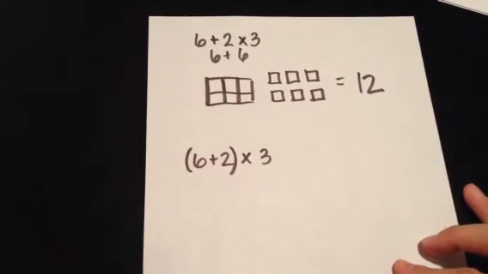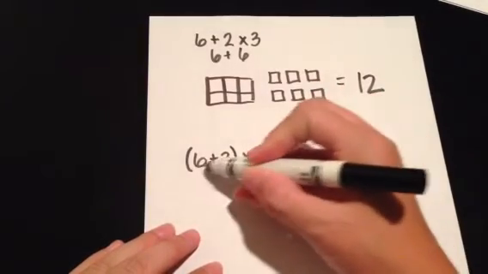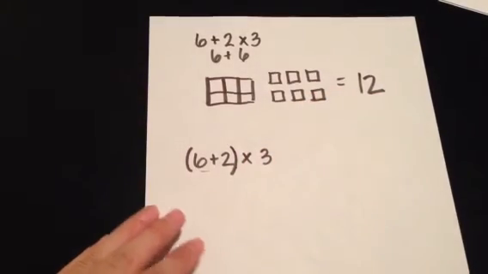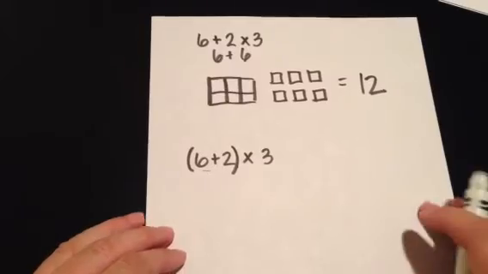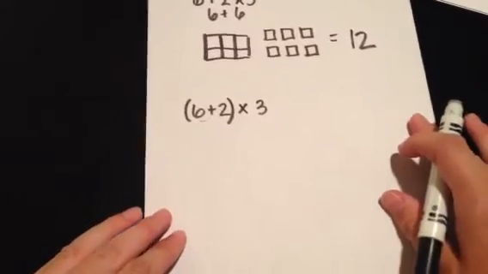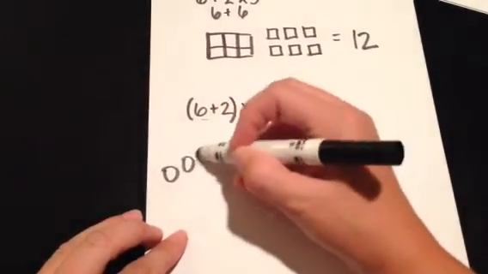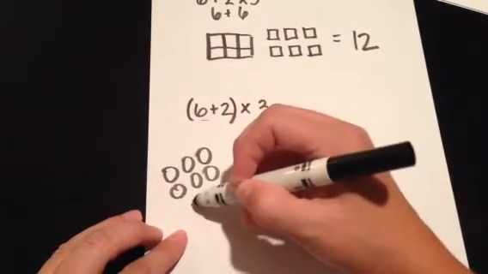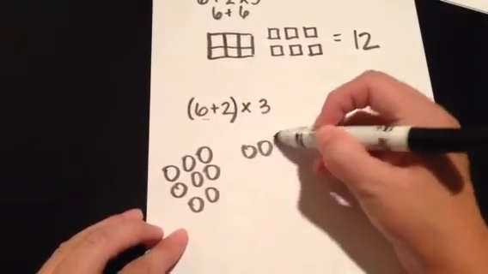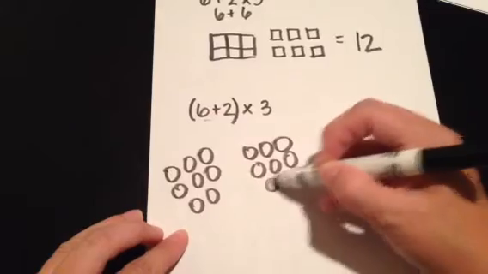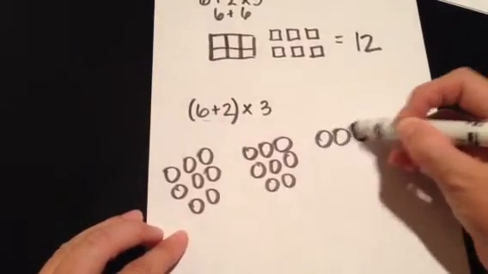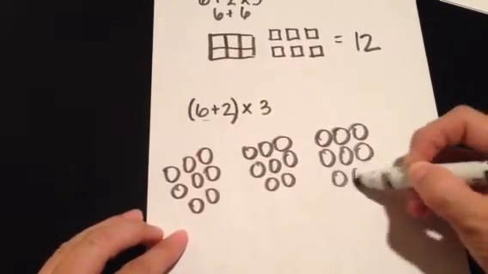So I need to show that there are 3 groups of 6 plus 2. And you can do that with your circles or your squares. I'm going to choose circles. So 1, 2, 3, 4, 5, 6, and 2. Then again 1, 2, 3, 4, 5, 6, and 2, and once more 6 and 2.